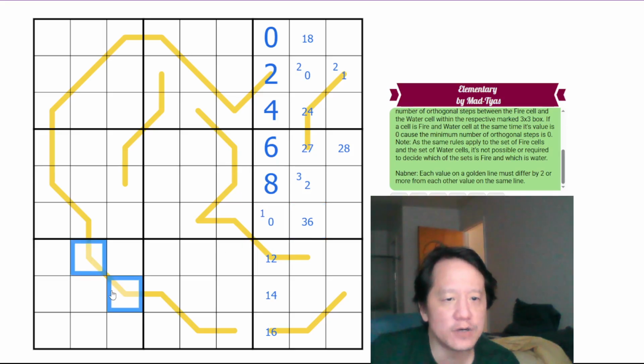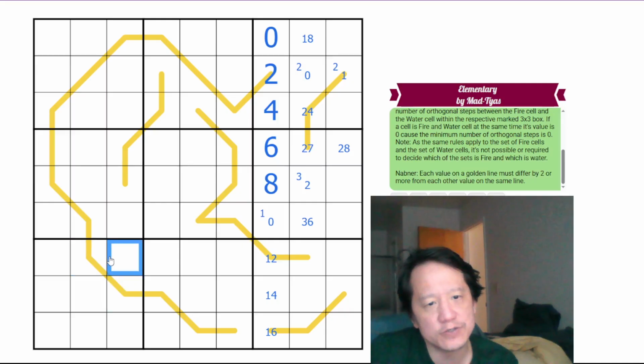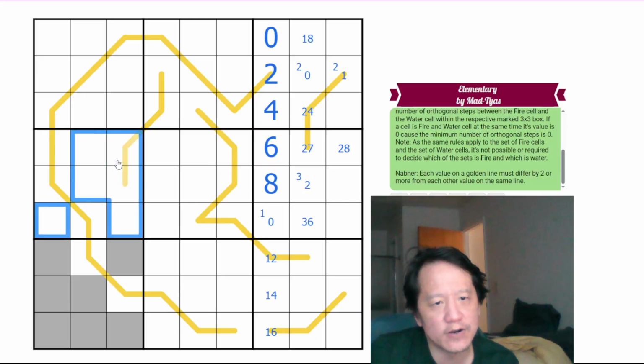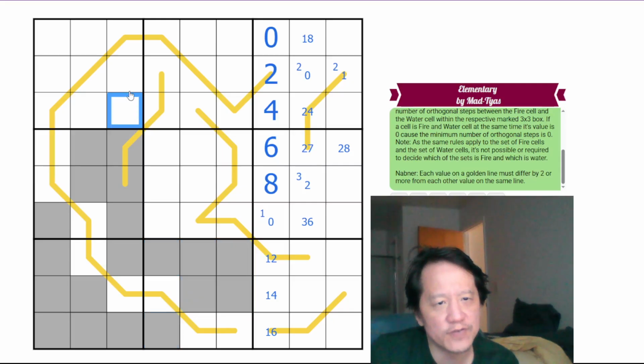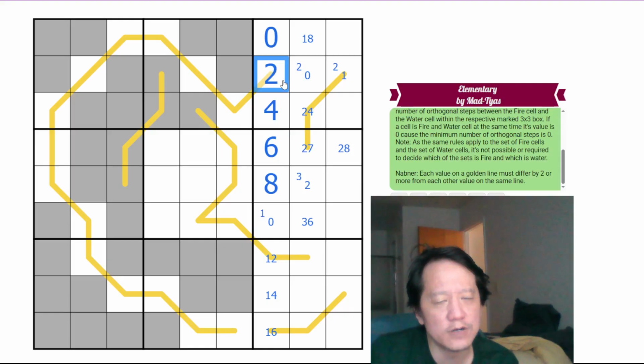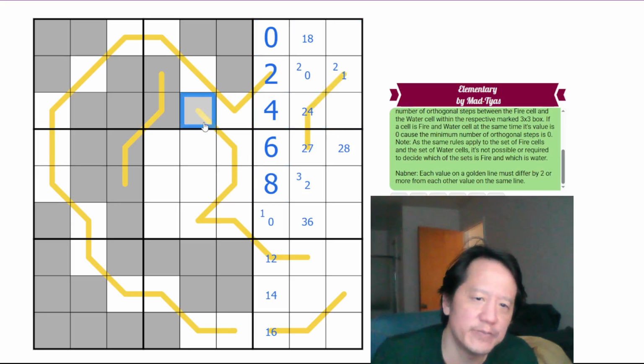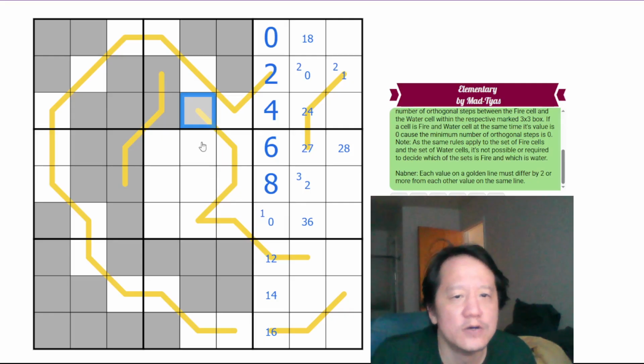So we know these are not the water and fire cells in that box. That's 2 away. So none of these can be fire or water. None of these can be fire or water in remaining in these boxes. None of these can be fire or water. And only one of these could be fire or water here. So this can't be fire or water. That's interesting. We have 1, 2, 3, 4, 5, 6, 7.